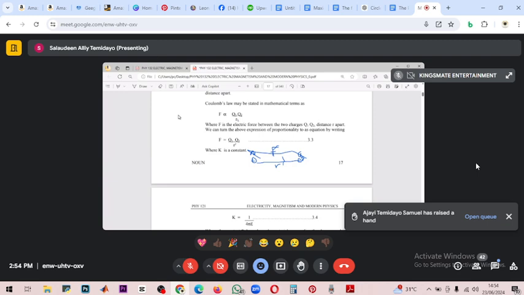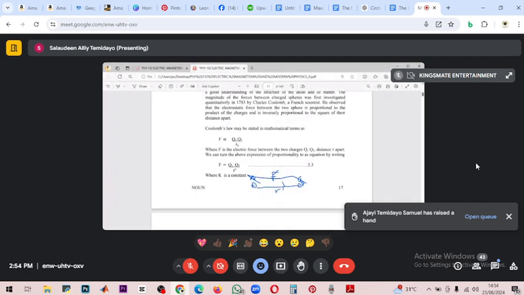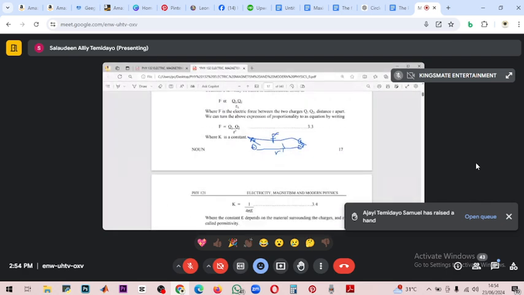Okay, he observed that the electrostatic force between the two spheres is proportional to the product of the charges and inversely proportional to the square of the distance between them. So that is what we call Coulomb's law.